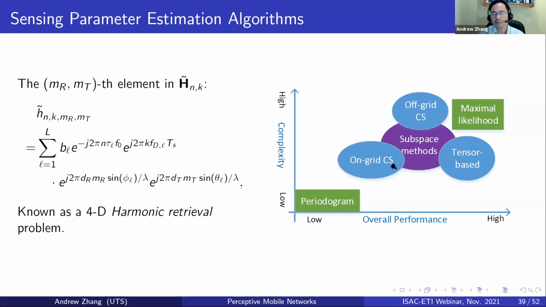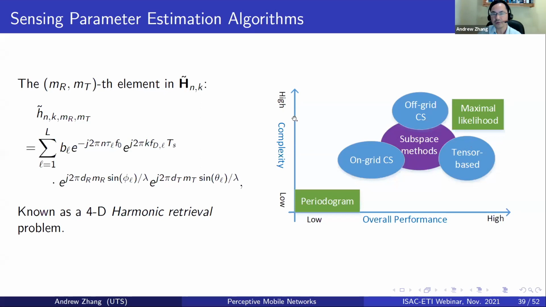We have done quite a lot of work on gridless compressive sensing algorithms for sensing in PMA networks, and the performance looks quite good. And more importantly, this type of algorithm does not require regular signals, so it can deal with the complicated resource location resulting signal structure. In this sense, we think this is a very good option for sensing. And there are also other approaches.